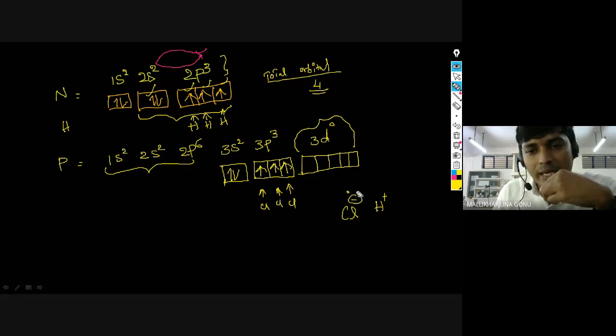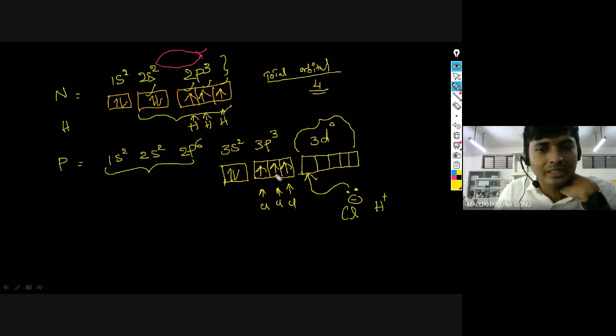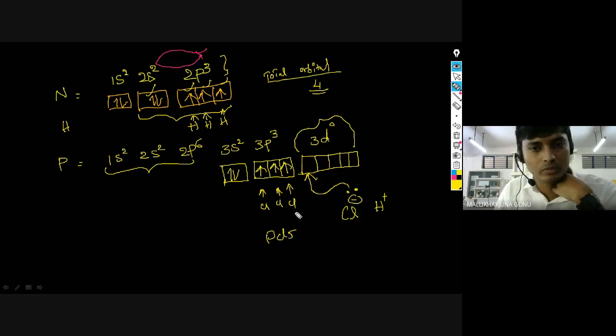Cl minus means how many electrons? 2 electrons it is there. So these 2 electrons can be donated to this orbital. That's how not only PCl5 compounds, PCl6 also can be possible. So that is the meaning of that one.